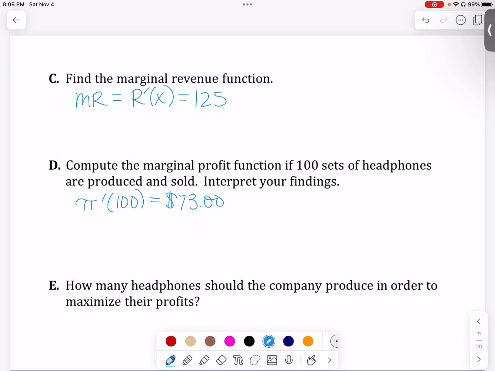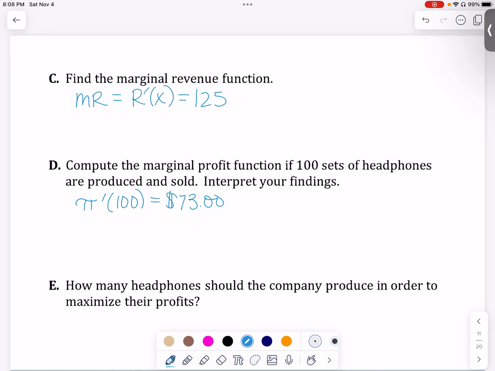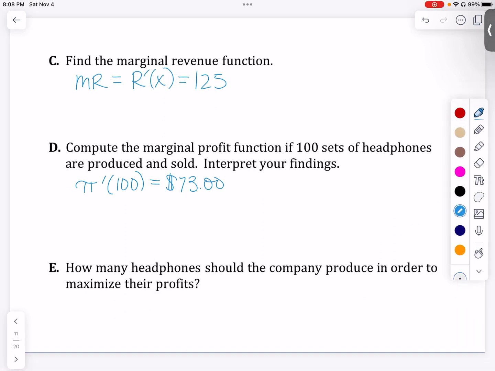See if I can move this whole bar out of the way. Or maybe not today. Never mind. Sometimes. There we go. That's what I was trying to do.